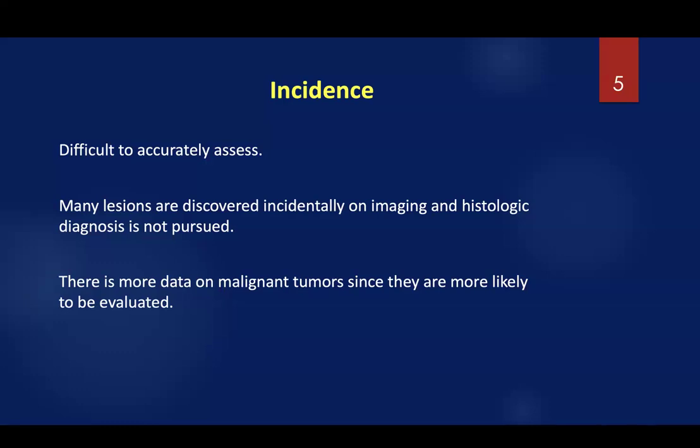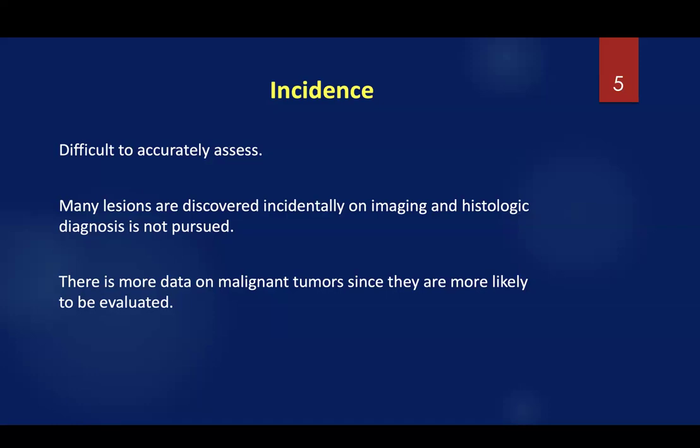And there are other lesions that are discovered incidentally on imaging. When you do an X-ray for a patient who had rotator cuff disease, you find a lesion in the proximal humerus. And if you know how to describe this lesion, then you will be able to reassure your patient and tell him this is an enchondroma, this is something benign. We don't want to do any further imaging, we just need to observe it. So you stop at this point and you don't need histological diagnosis or further imaging like MRI or stuff like this. But there are more data on malignant tumors since they are more likely to be evaluated.